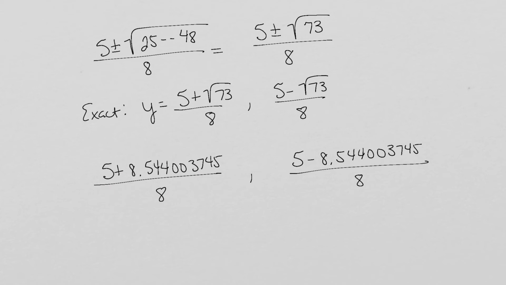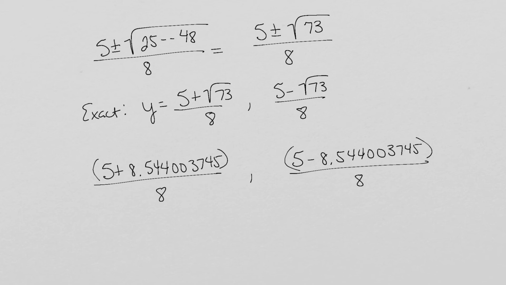Now, if you want to type in the whole thing all at once, that's great, but you would need to use parentheses around your numerator. Otherwise, it will only divide this number by 8. It will not do the 5 plus and the 5 minus. It'll do that last because of order of operations, okay? So make sure that if you type the whole thing in, you use parentheses.